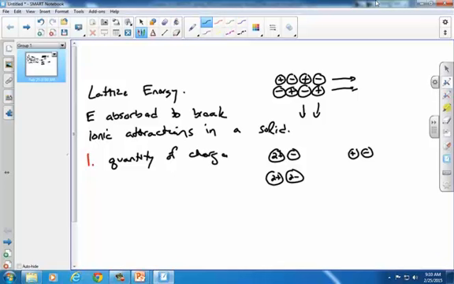So if you're given a bunch of examples, you'd have to analyze what's the formal quantity of charge on each one of the ions that's attracting. Usually if they have more charge, they should have more lattice energy.